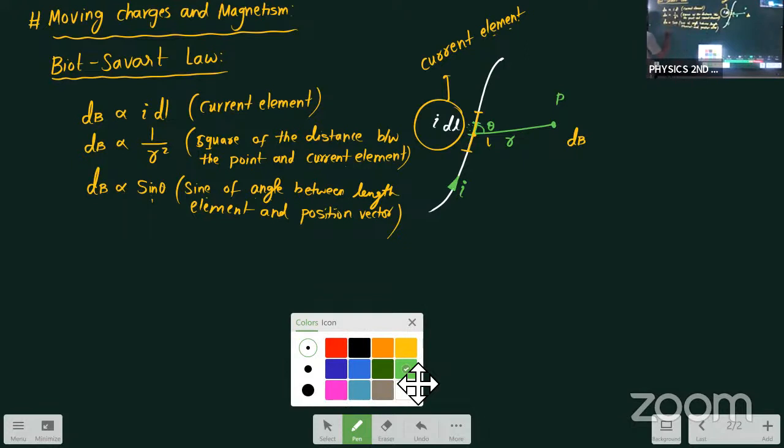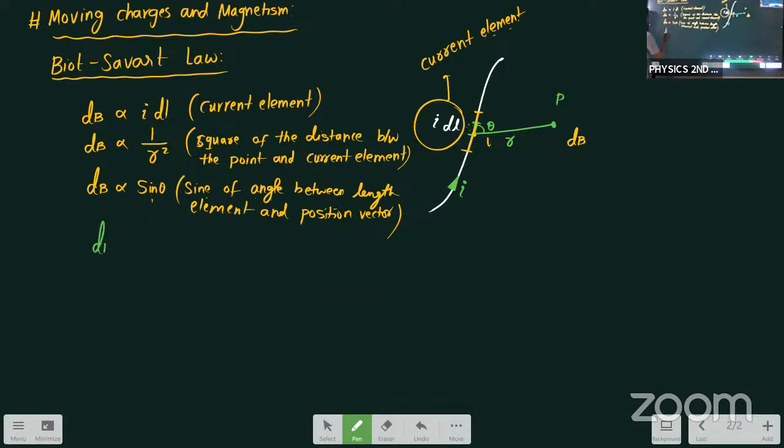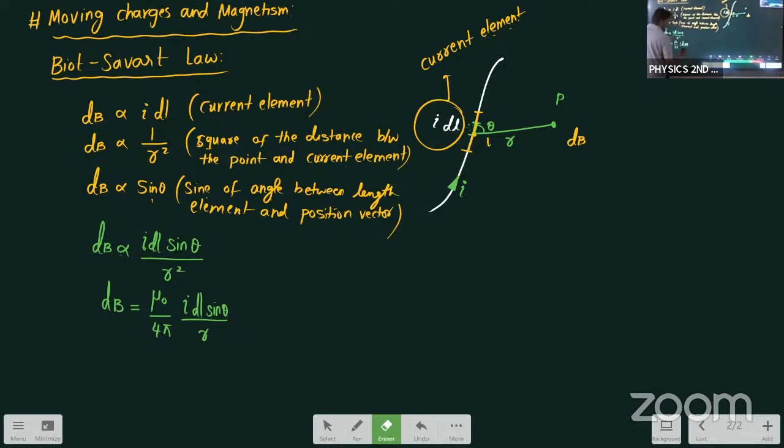And they finally have given one formula for us. What is that formula? Here, combine all these things. Magnetic field generated at one particular point P is directly proportional to I dl sine theta divided by R square. If I remove this proportional symbol, I am supposed to include a constant. And that constant is given as dB is equals to mu naught divided by 4 pi I dl sine theta divided by R square. So this is the final expression for Biot-Savart law.